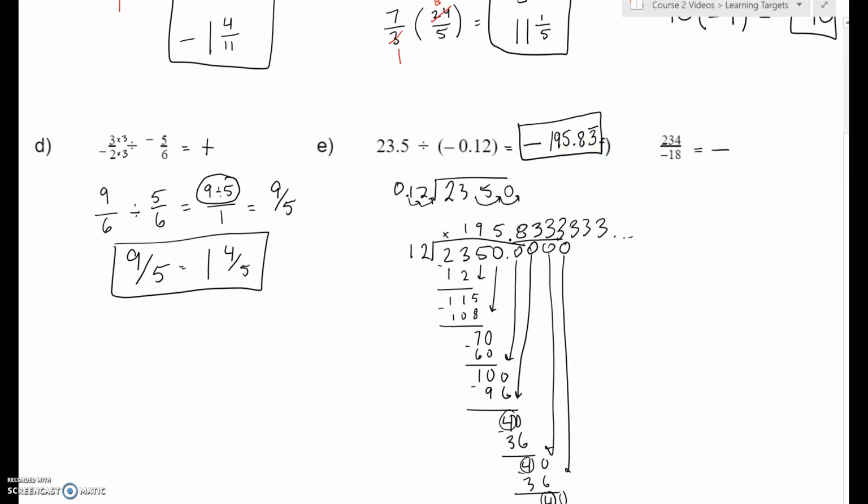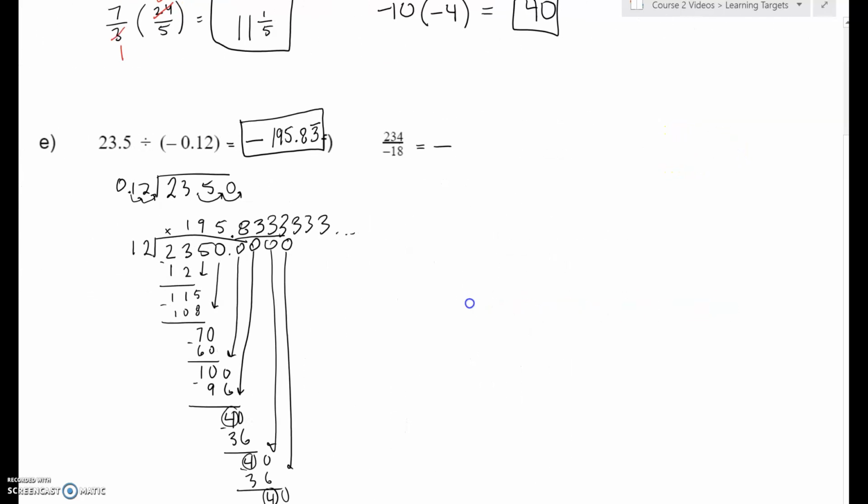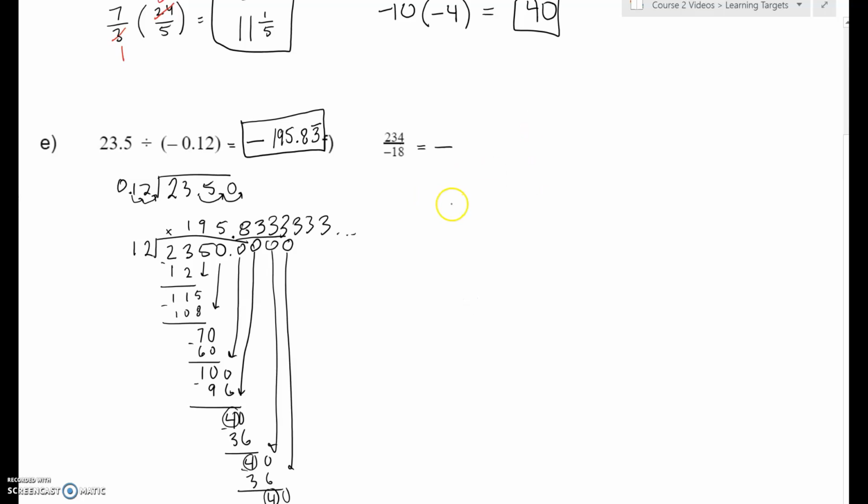All right. Next one here, well, we have another division problem. This is 234 divided by a negative 18. So a positive divided by a negative is going to be a negative. So let's just go ahead and do this division problem. This is 234 divided by 18. And we know the answer is going to be negative.